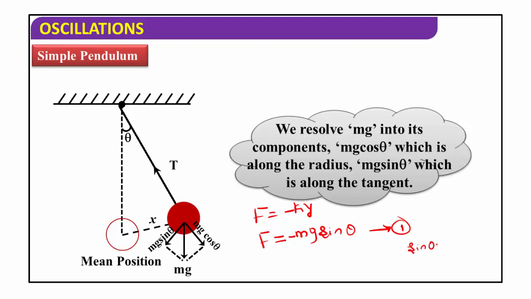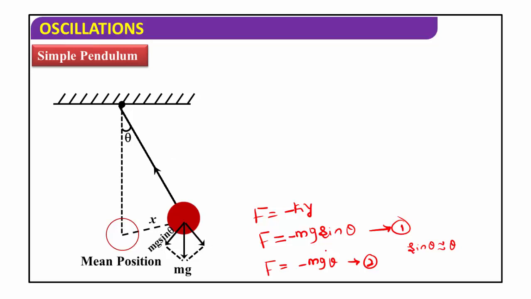But here, sin theta is nearly equivalent to theta, since theta is very small. Then you get the equation F equal to minus mg into theta. Using the vector method, the weight of the bob is resolved into two components, along the tension in the string and along the radius or the tangent. Using this concept, we derive F equal to minus m into g theta.